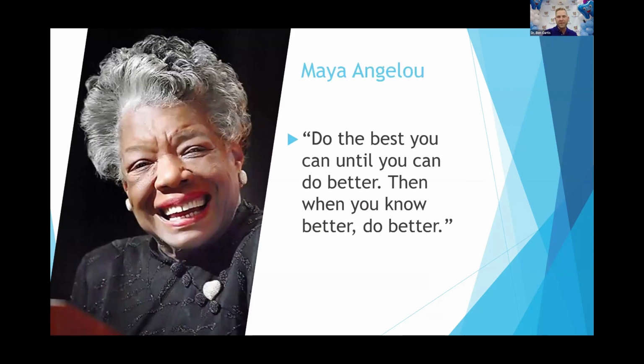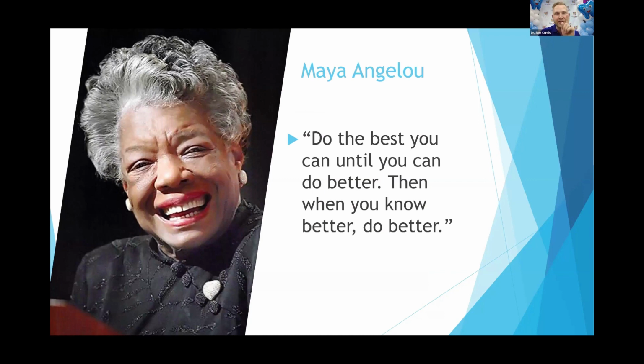What I want you to think about again is that you're going to do the best you can until you can do better. When you know better, do better. I hope that you saw walking through this that there are better ways to look at it, better ways to think about it, better ways to document it, and better ways to take care of these babies.